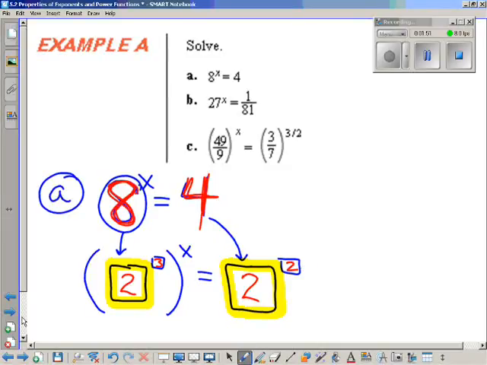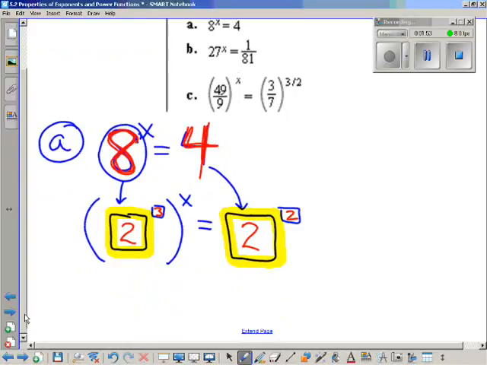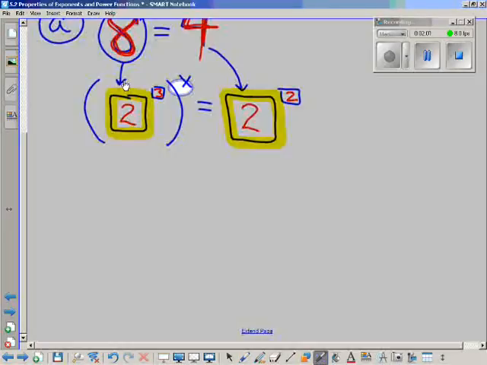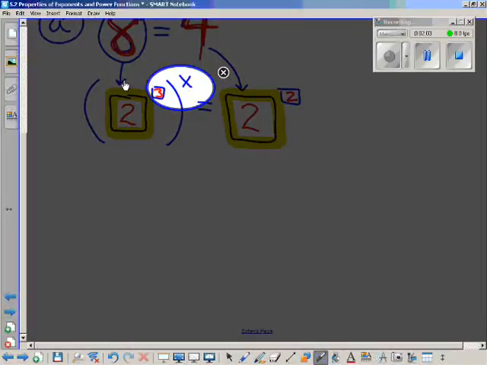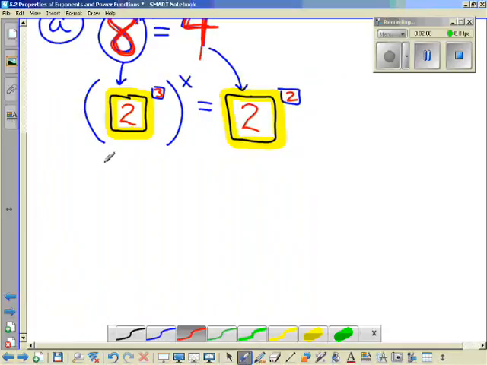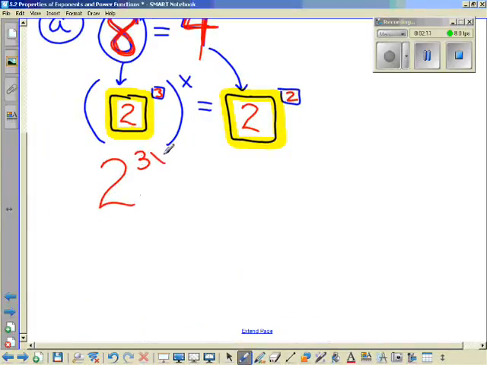Now we're going to incorporate some of those properties that we talked about in the last 5 minutes. If you have a base to a power, what can you do with those powers? You can multiply them. So on the left side of the equation, let's rewrite it as 2 to the 3 times x. And on the right side, we still have 2 squared. We have a base to a power equaling a base to a power, and those bases are the same.